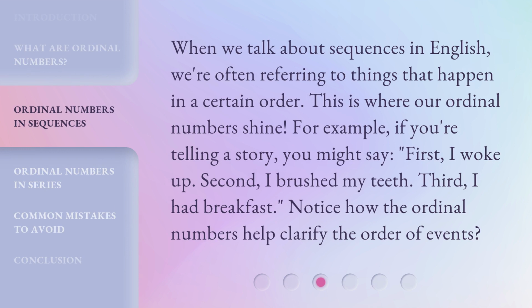When we talk about sequences in English, we're often referring to things that happen in a certain order. This is where our ordinal numbers shine. For example, if you're telling a story, you might say, first, I woke up. Second, I brushed my teeth. Third, I had breakfast. Notice how the ordinal numbers help clarify the order of events?